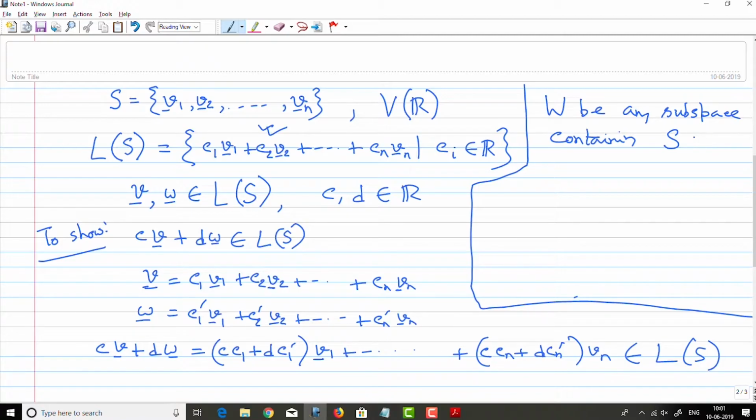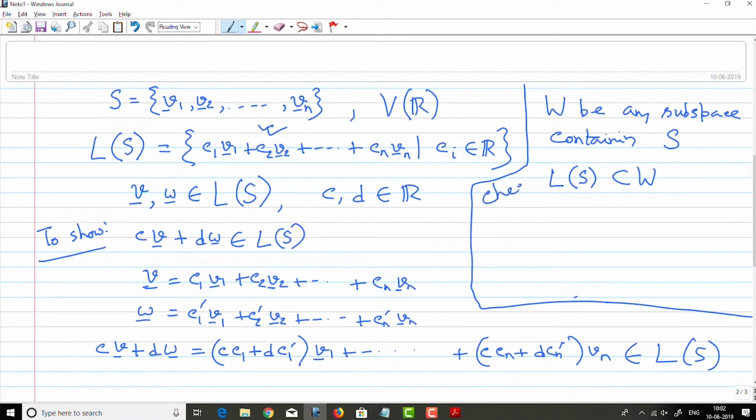So W will then contain the linear combinations of these vectors in S. What you have to show is that LS is a subset of W. So if you consider any subspace which is containing S, then you show that LS is contained in W. Okay. So that will be the proof that LS is the minimum, or the smallest, subspace containing this set of vectors.